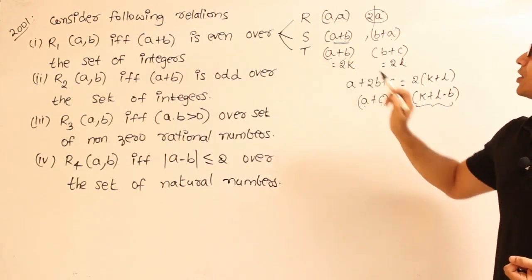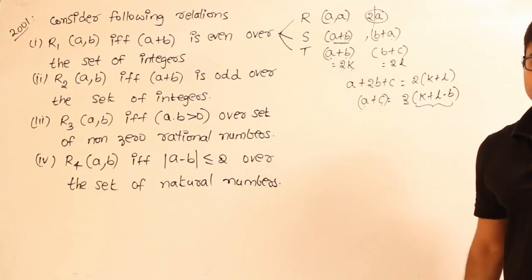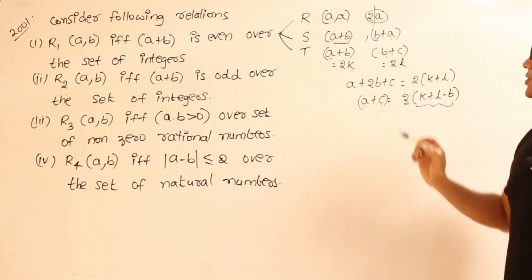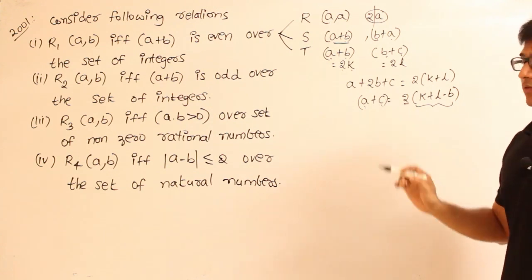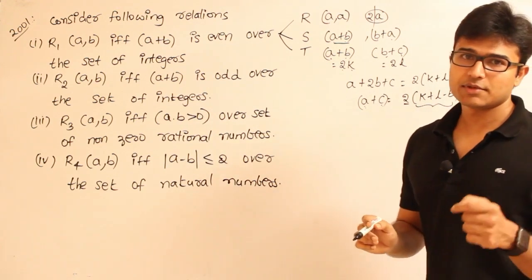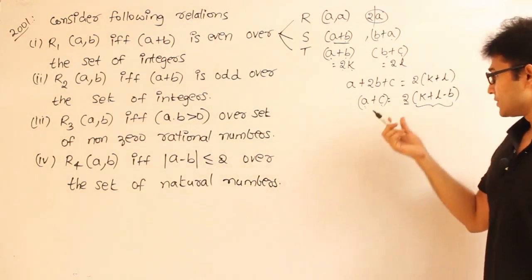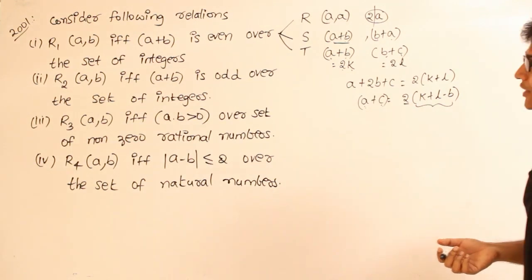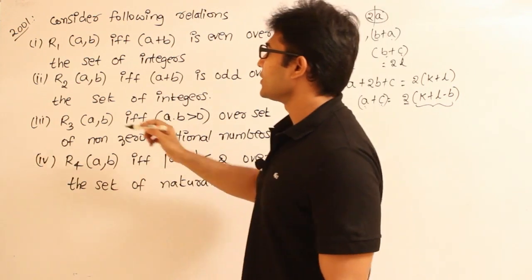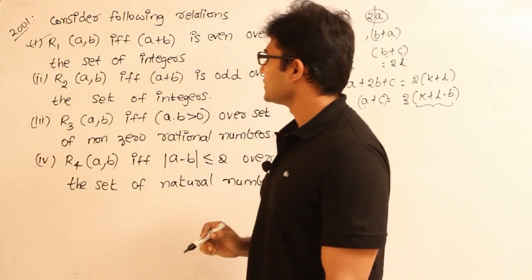If (a, b) belongs to the relation, which means a plus b is an even number, and (b, c) belongs to the relation, which means b plus c is an even number, then (a, c) will also belong to the relation, which means a plus c will be an even number. Since a plus c is an even number, definitely (a, c) will belong to it. Therefore we can say that R1 is definitely an equivalence relation.